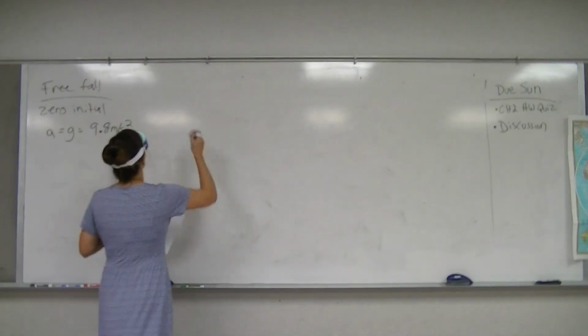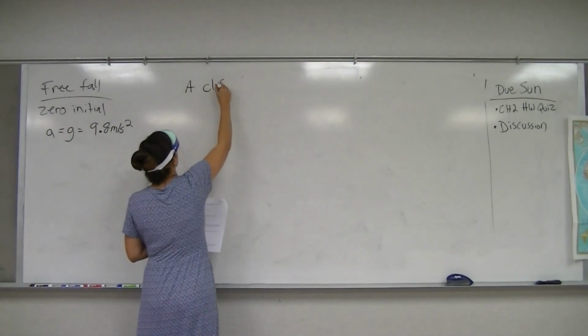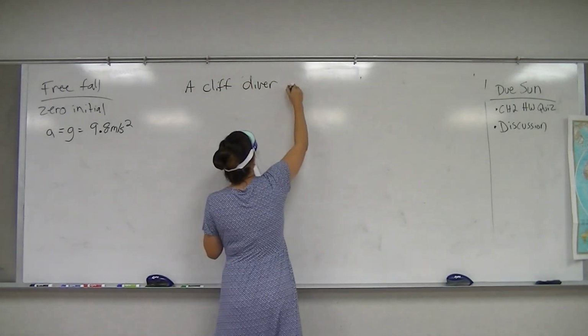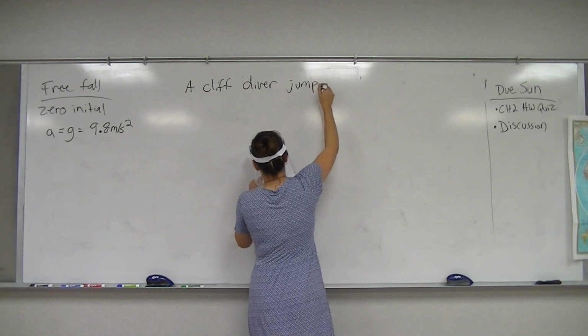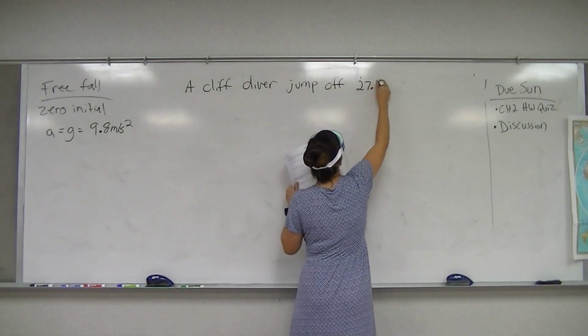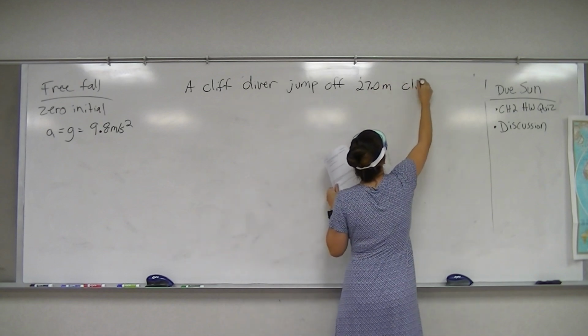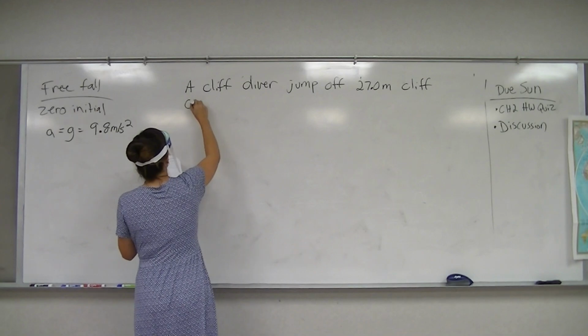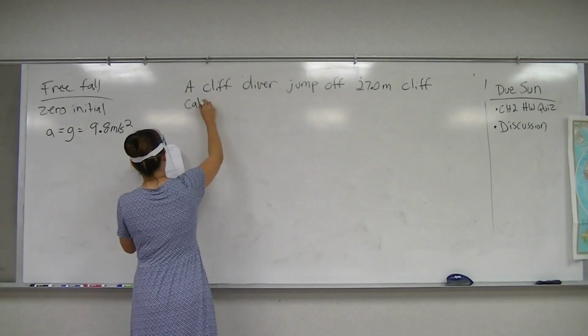So say we have a cliff diver. And we're going to jump off, say, a 27-meter cliff. We'll calculate how long that takes.